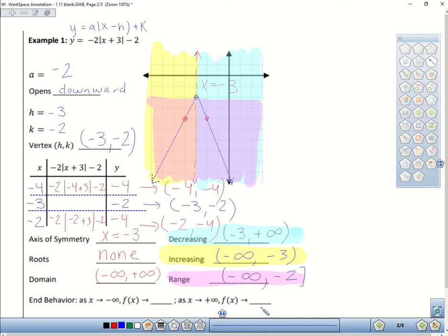Now, for end behavior, are both sides of my graph going down or both sides going up? What do you guys think? Both going down, so these are both negative infinity.